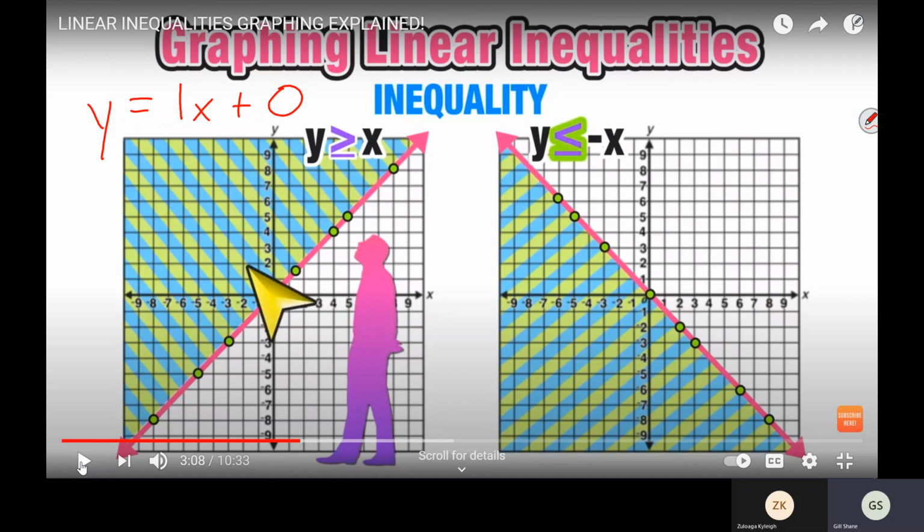So now if we change this to this symbol, so we still have the equal to part, the line is still possible solutions, because everywhere on the line x and y would be equal. But now we don't have to just be equal. We could actually have the y be greater than the x. So if you'll look at every single point in the shaded region, whatever y is, it's greater than x.